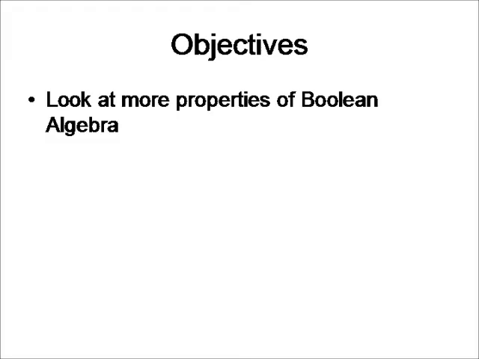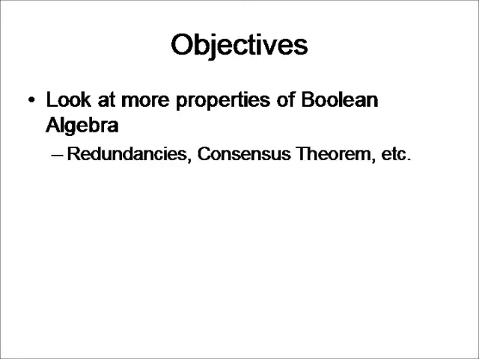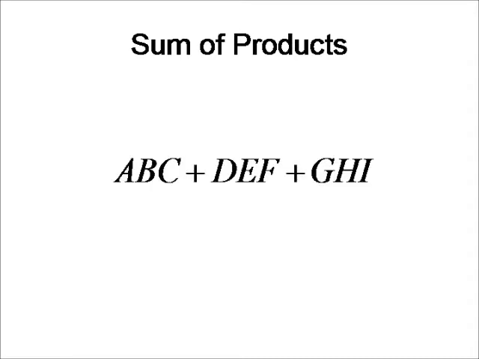In this video, we're going to look at more properties of Boolean algebra, such as other redundancies and the consensus theorem. You will notice that in Boolean algebra, you will be asked to factor or multiply equations into two different forms. The first form and most commonly used is called the sum of products, and that is exactly what it means. It is a series of AND gates being ORed together. The second form is known as the product of sums, which is just the opposite, a series of OR gates being ANDed together.